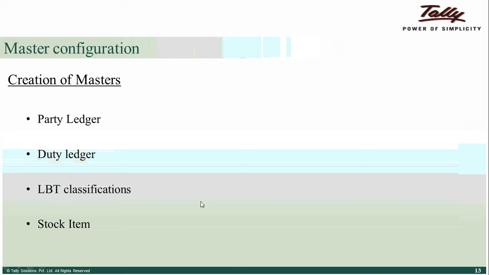In order to maintain this particular transaction in Tally, we need to have the following masters created. One is the party ledger, that is Samir Electronics. Next, the duty ledger, that is the LBT duty ledger. Next, we need to have the LBT classification. These classifications define the rate at which LBT is charged on the items that you are bringing into the municipal corporation. And next we need to have the stock item master so that we can have a purchase entry made in Tally.ERP. Is it clear?